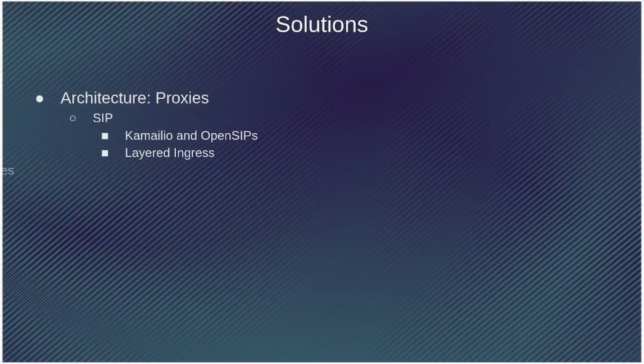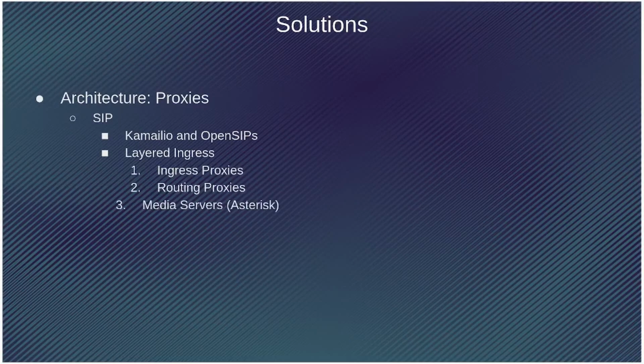So we have 3 or more layer deployment for the SIP infrastructure. 1, ingress proxies. 2, routing proxies. 3, media servers, such as Asterisk. Each node of layer 1 can handle a lot of traffic and need not scale much, if at all. Layers 2 and 3, on the other hand, can scale easily and even automatically without external intervention.